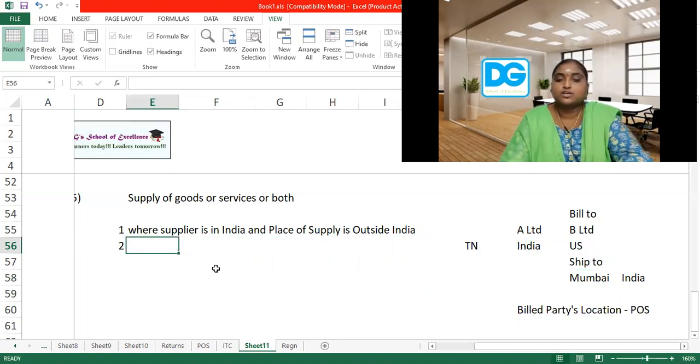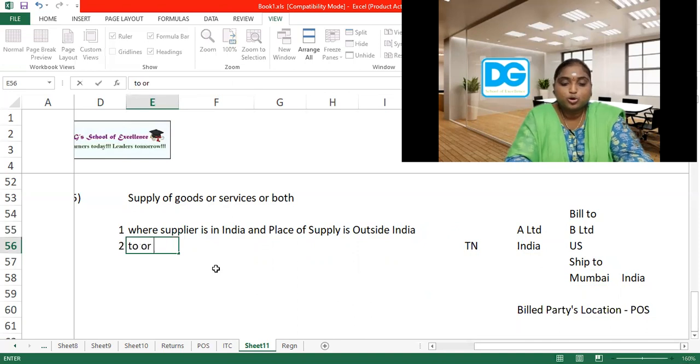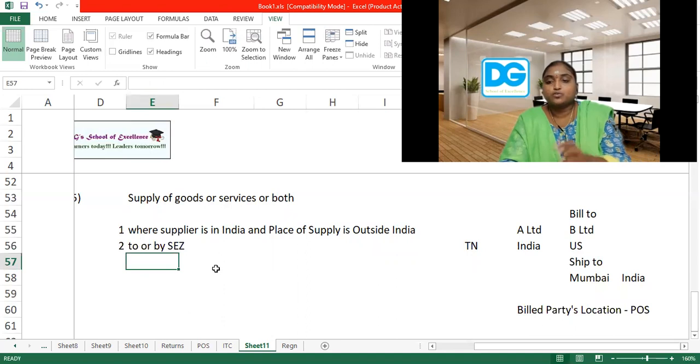Next is supply of goods or services or both to or by SEZ. Whenever you make any supply of goods or services to SEZ, it is zero rated.